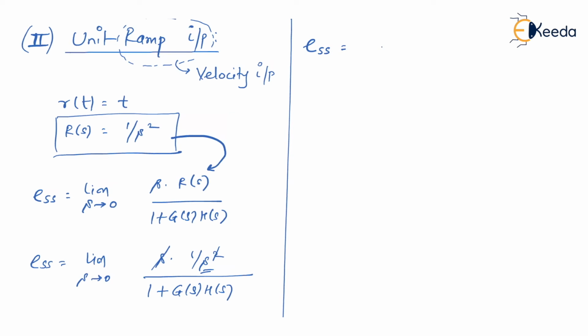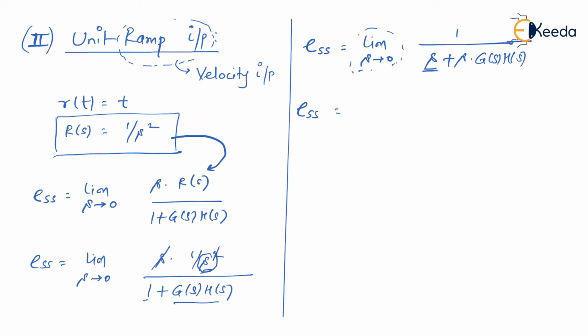ESS is equal to limit s tending to 0, 1 divided by, so when this s gets shifted in the denominator, it gets multiplied to both the terms. It becomes s plus s into g of s, h of s. I hope you got my point. Now our job is to substitute s equal to 0 everywhere. So I can say this s value equal to 0.